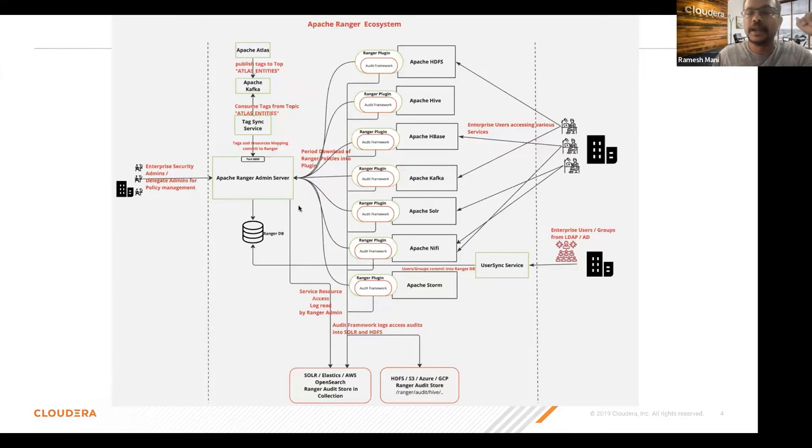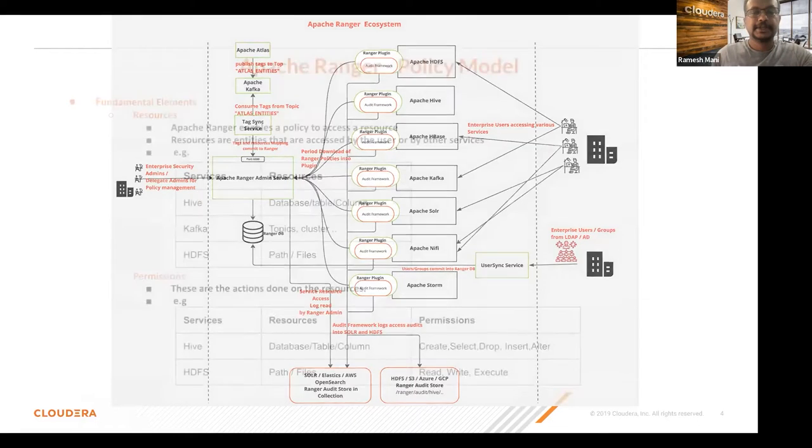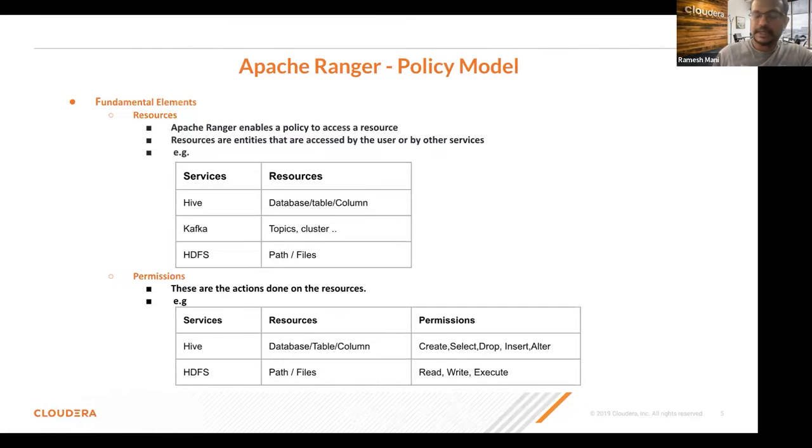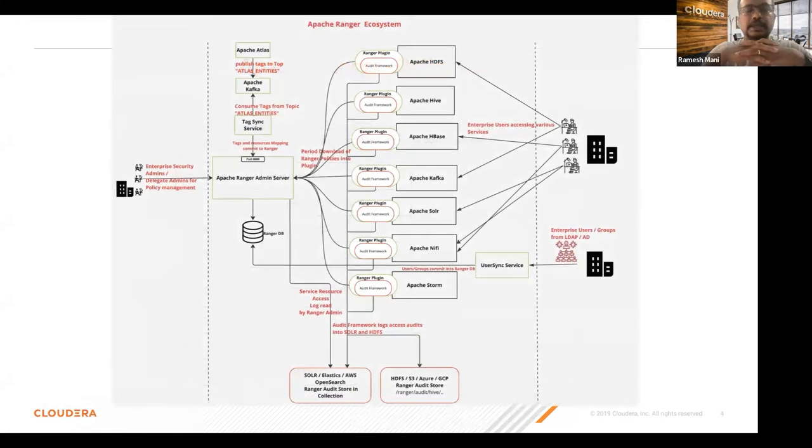And if you see this one, user sync is another piece, where an enterprise may have its own IAMs, like a user management system, LDAP, or their ADs and things like that. It can be hooked to Ranger so that they can sync all the users and groups into Ranger for policy management. Any questions so far, or we can continue?